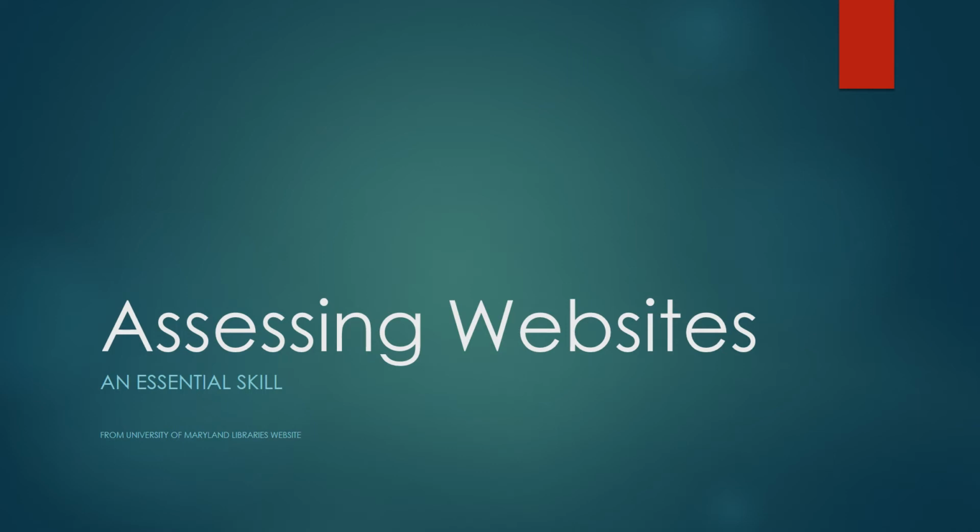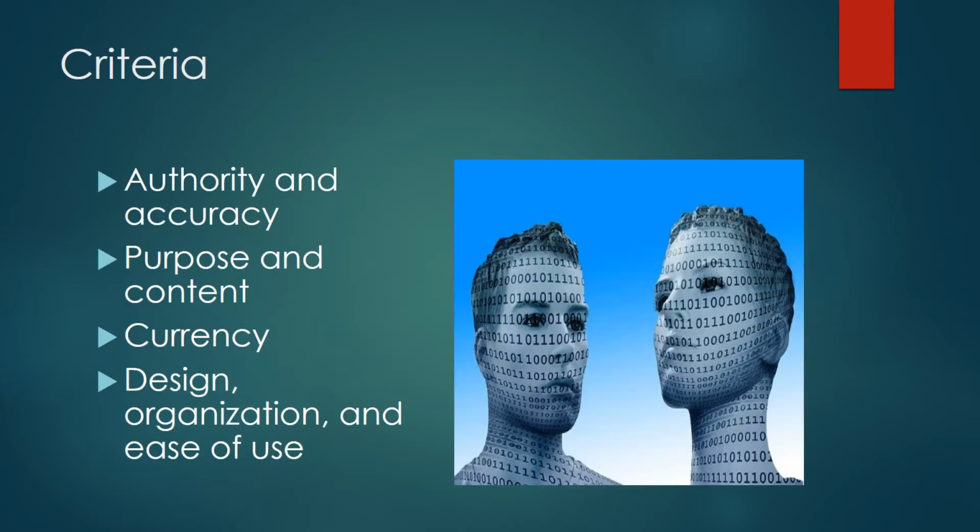This presentation is about assessing websites, an essential skill for the modern student, with acknowledgements to the University of Maryland Library's website. Specifically, this presentation reviews the criteria by which to assess a website. Those criteria are authority and accuracy, purpose and content, currency, and design, organization, and ease of use. This presentation follows those criteria.